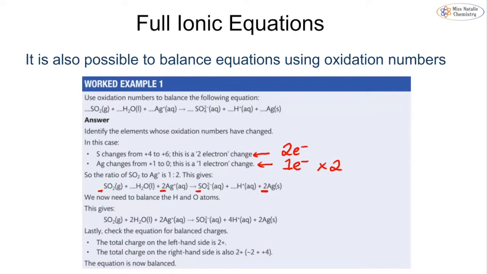And then the last thing you do is simply balance out the hydrogens and the oxygens. You do that, getting this full ionic equation, and you just check that your charges are the same on both sides, and that balances the equation.